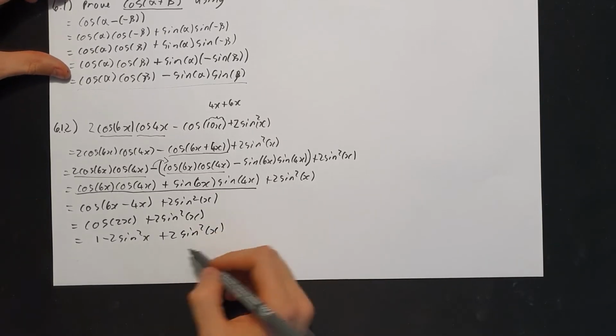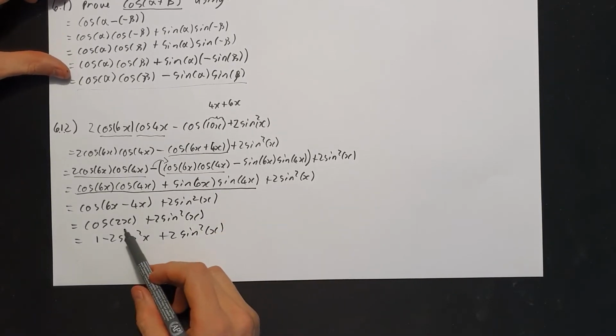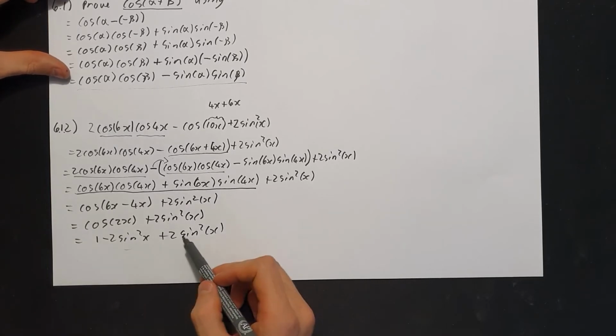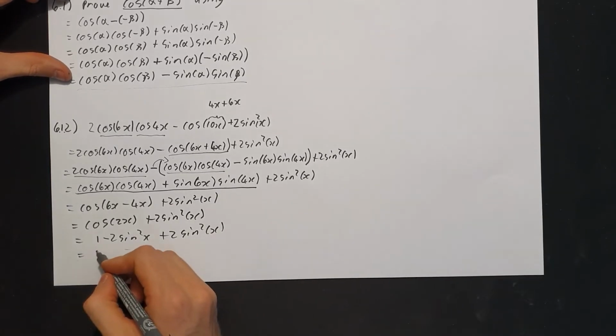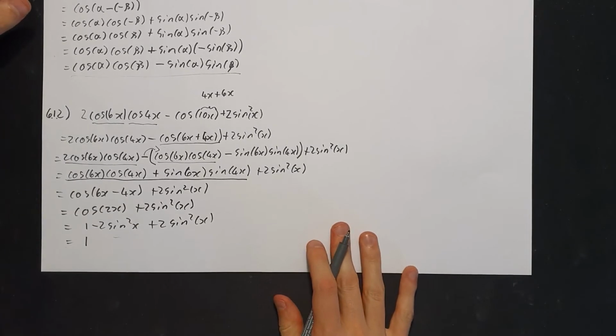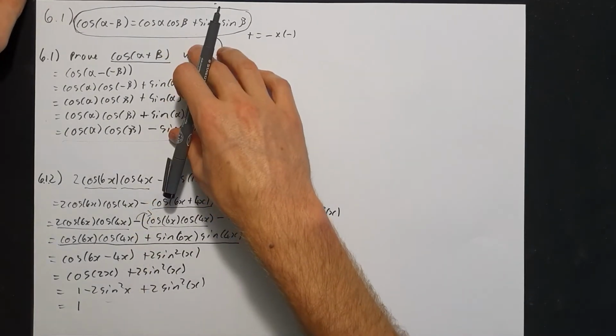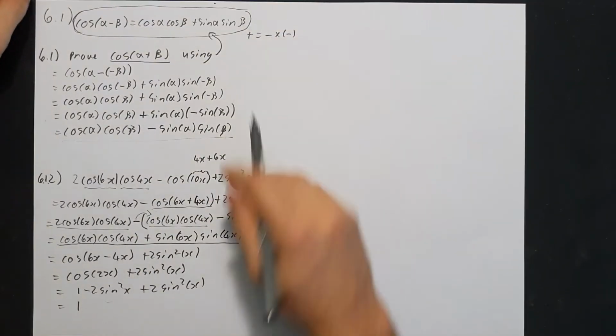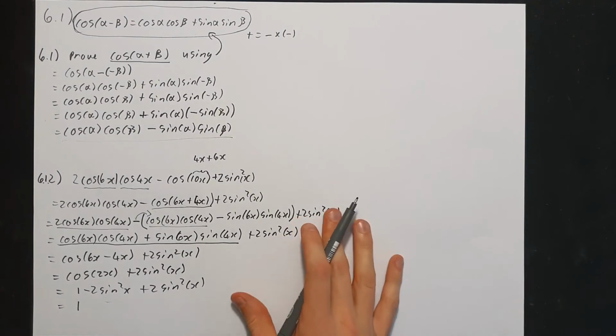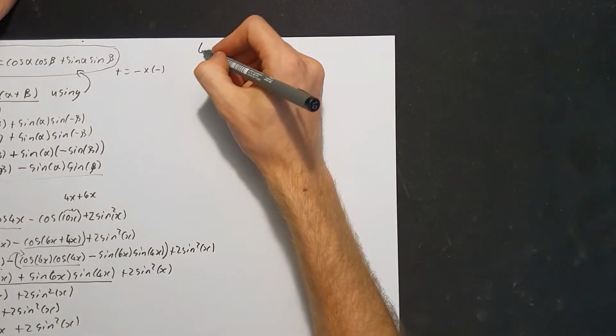Aha, now we can sort out the sine squared. So minus 2 sine squared x plus 2 sine squared x, that cancels out, and we're just left with 1. Okay, so it's key to use what was given to you. There's a reason why this question was under 6.1 and that identity we proved early on. Okay, therefore let's look at 6.2.